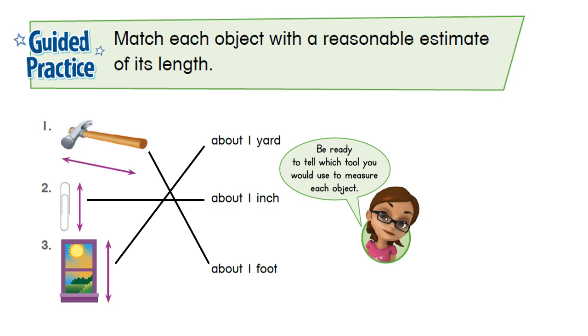And then I just went down. I didn't do number 1 first, or number 2 or 3. I looked at the smallest object and matched it with our smallest measurement. Okay? So that's our guided practice.